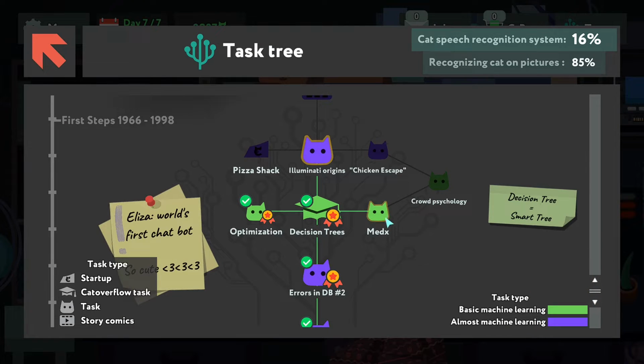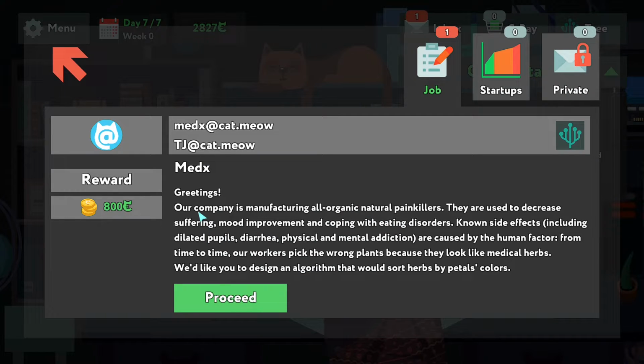Okay, well, rather than doing Illuminati Origins, I say we go to MedX. Greetings, our company is manufacturing all organic natural painkillers. I think they would market it as all natural organic painkillers, but whatever. They are used to decrease suffering. Okay, that's what painkillers do. Mood improvement, that is what painkillers do. And coping with eating disorders, that's questionable.